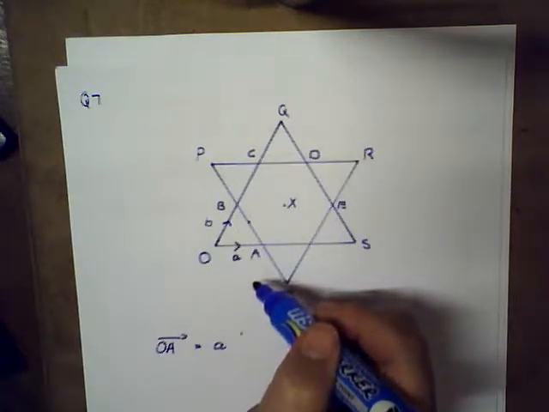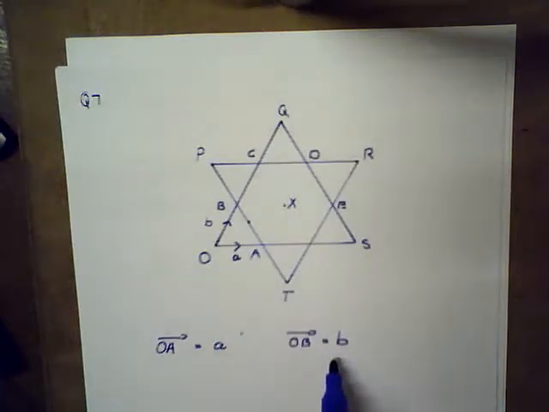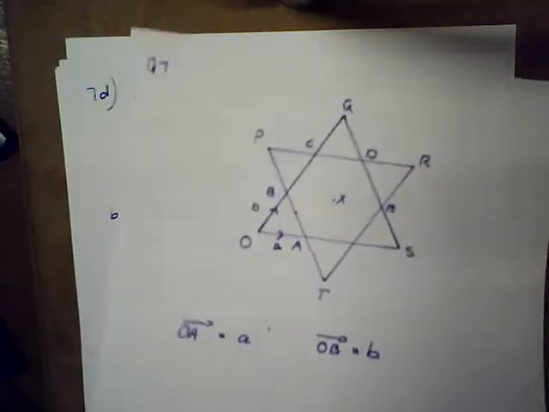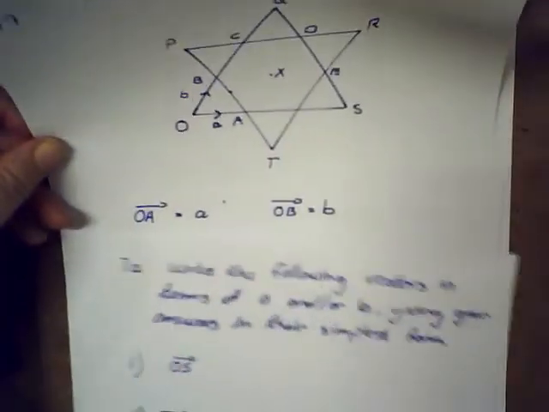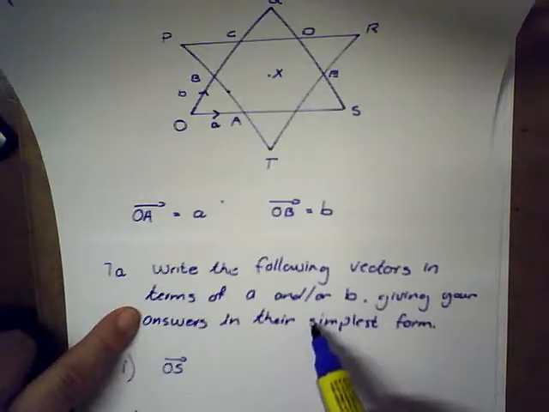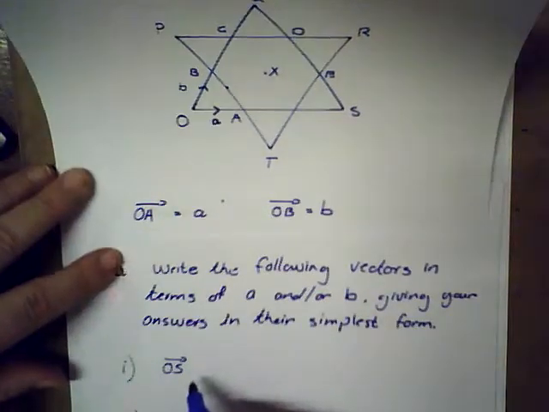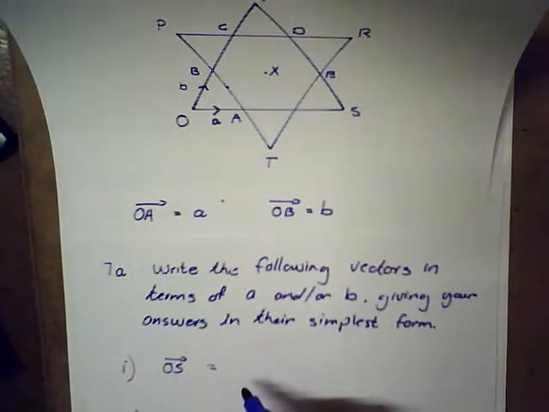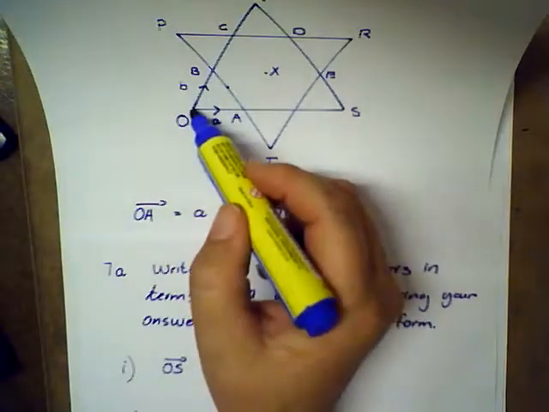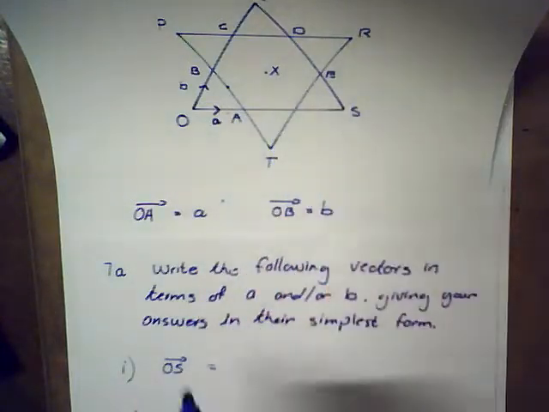Now if I say OA equals a and OB equals b. And then they give us quite a couple of things to find. So the first one is write down the following vectors in terms of a and/or b, giving your answer in its simplest form. And the first one is OS. Okay, look at that. OS is O to S, and that is just a plus a plus a.